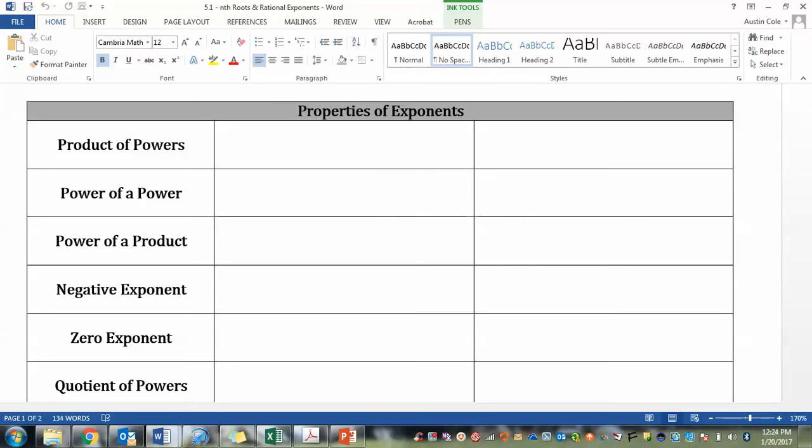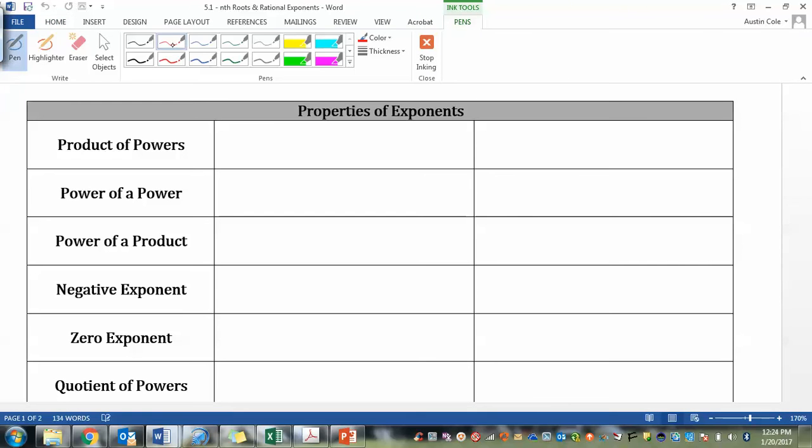So, for example, the first one is called the product of powers, and here's what this means. It means that if I have an exponent, and we'll just call it like A.